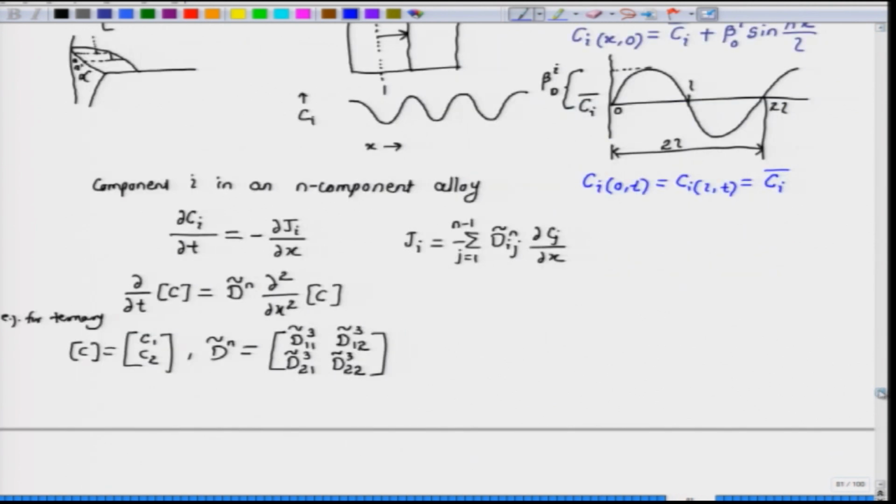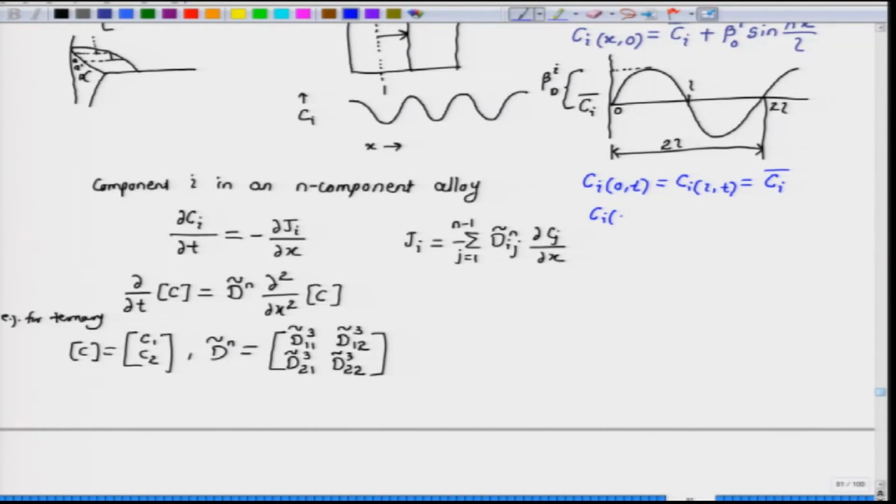And there is one more condition. We know as the homogenization proceeds, the variation in concentration should slowly die down, right, and ultimately we should get a uniform composition throughout the alloy. That uniform composition will be the average composition Ci bar. So, we can write Ci at any x at t equal to infinity should be equal to Ci bar.